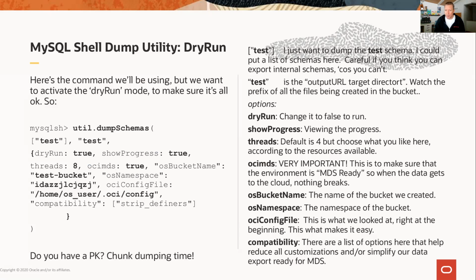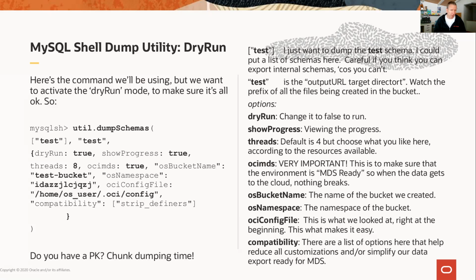Now, before we run all of this, I want to make sure it's all okay. So do dryRun: true. Give me the progress. Threads. Now, this is the good part. We get to choose the threads. What parallelization do we want when we're exporting or dumping the schemas? The default's 4, but we can adjust that. So I put 8 in mine. Very important, ocimds. This is to make sure that the data we're exporting is MDS ready. That's one of the tricks.